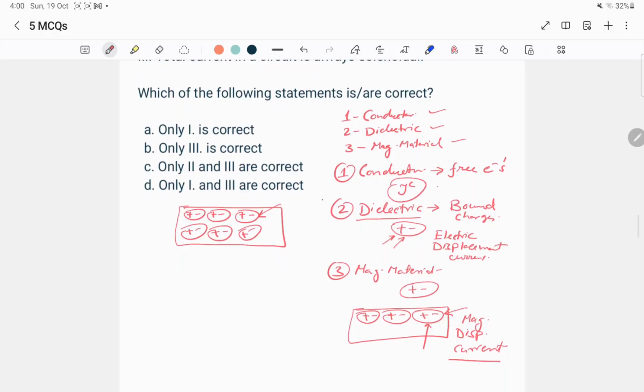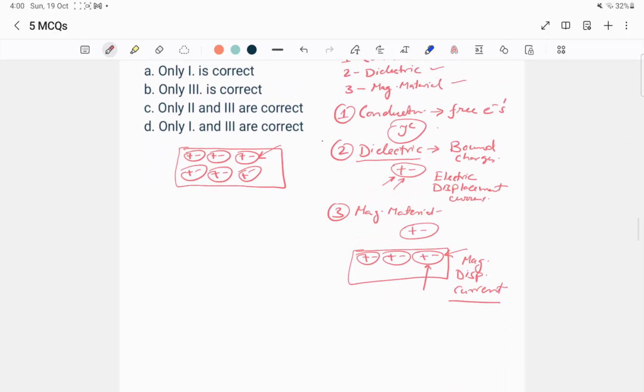Maxwell's equations are asymmetric. Now if you see a Maxwell's equation, let me remove this part.